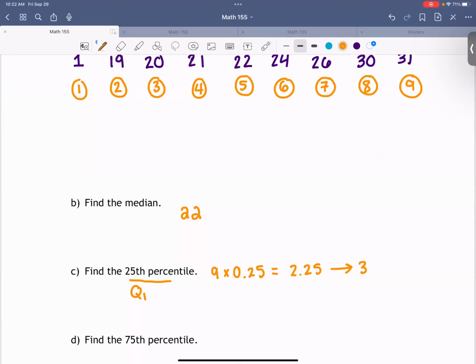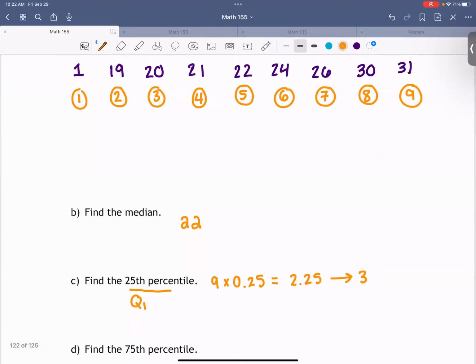3, perfect. Just for this section, by the way, not for the entire class. Is 3 my 25th percentile? No, what is it? 20, good, because the third number is 20, good. Okay, so 20 is my 25th percentile.